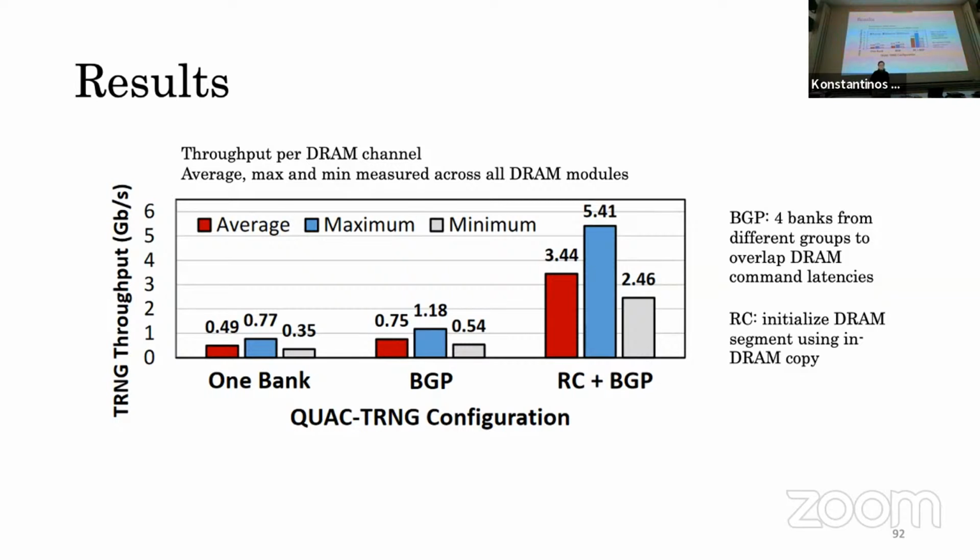Then the last configuration is BGP plus RC, where in addition to BGP, we also use RowClone to initialize the rows within DRAM, which further improves the initialization times. As you can see, the last configuration is by far the most successful, and also the configuration that the authors of the paper recommend. You can also see that the average throughput of QUAC-TRNG is 3.44 gigabits per second.